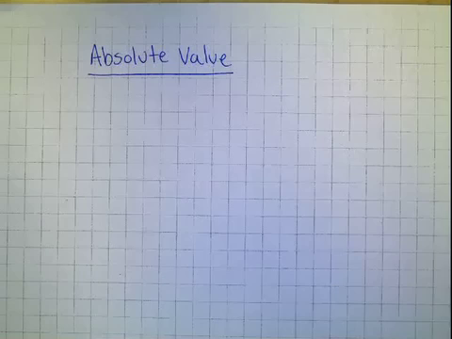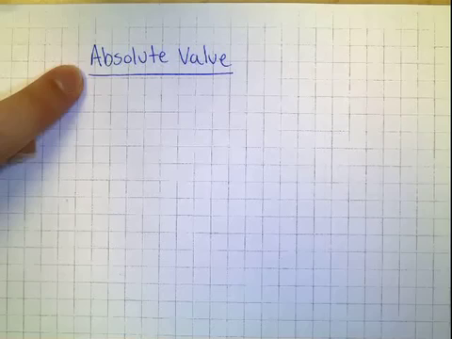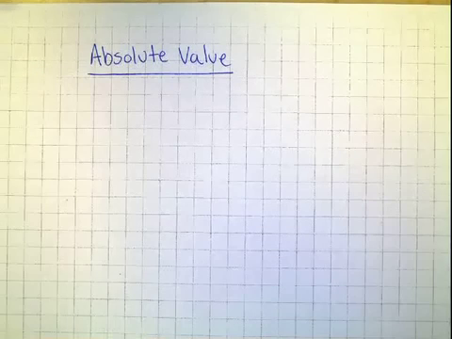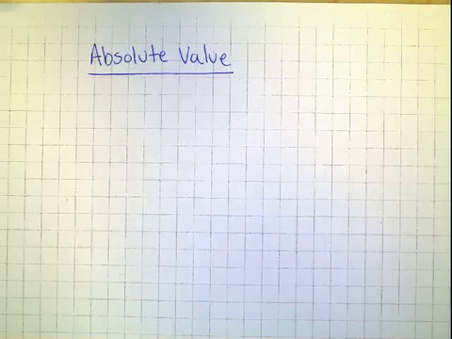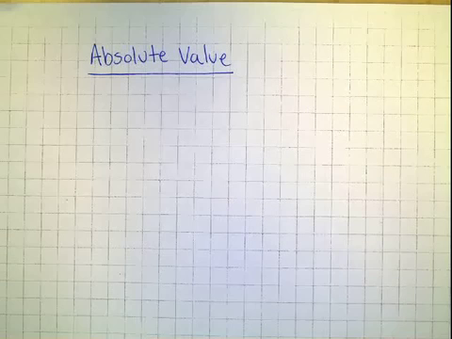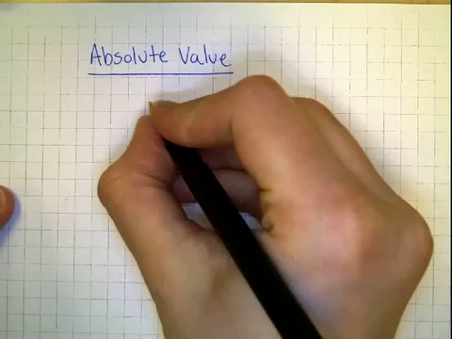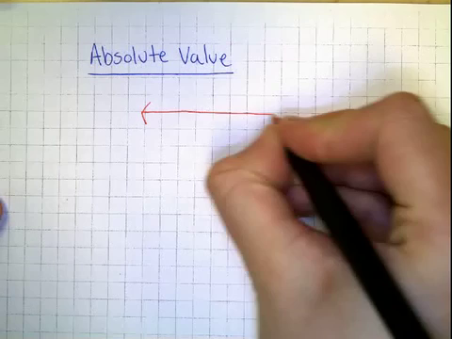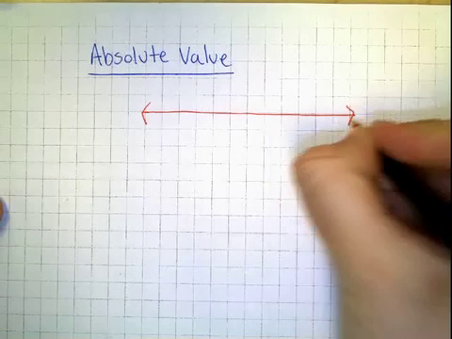Okay, so absolute value can be very simple, but can also get pretty hard and complex. So I'm going to go through what it means. Absolute value is a measurement. We know that all of the numbers in our number system can be placed on a number line. So here's my number line.